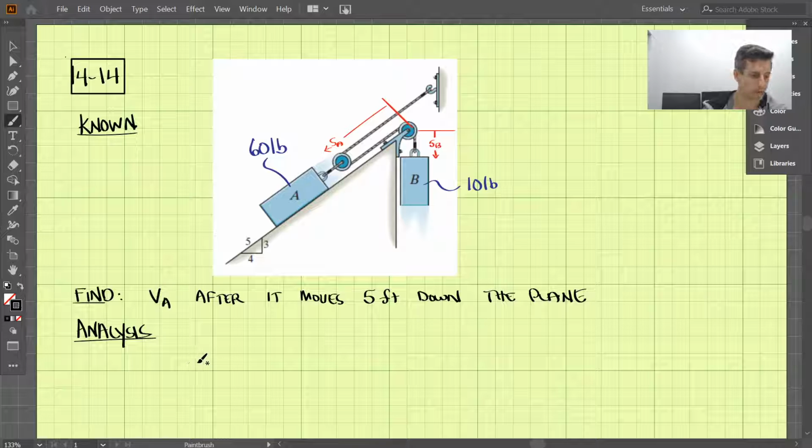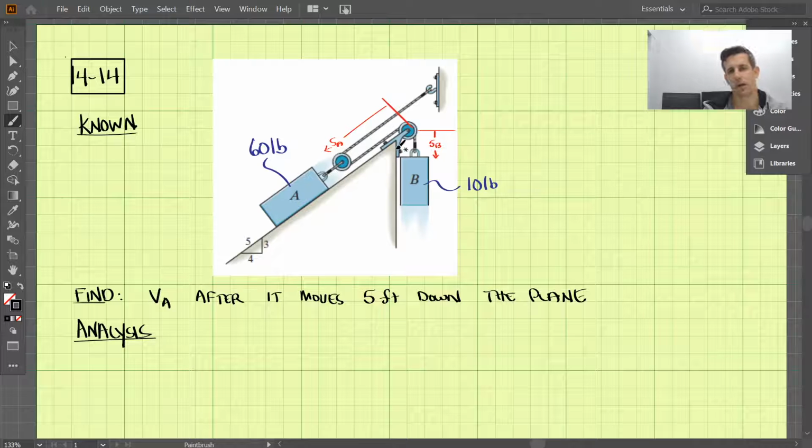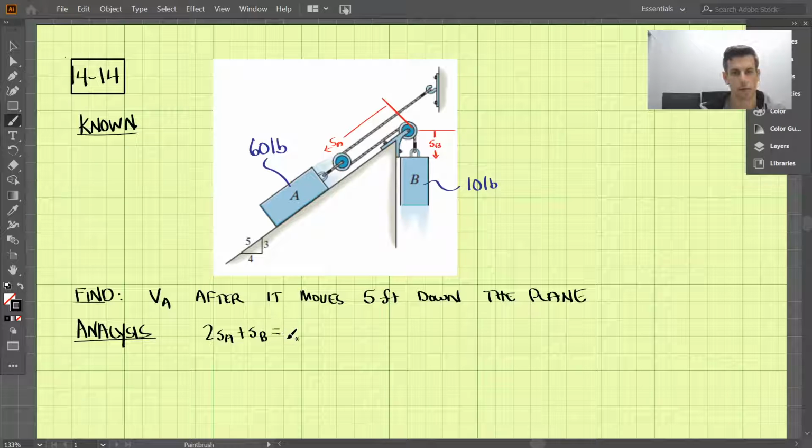All right. So really we need to talk about how these move in relation to each other so we can figure out the work for each. So if we use this pulley here as our datum, we can add up the total length of this cable. And the total length of that cable would be 2SA, that's this length and this length, plus SB. So we have 2SA plus SB equals the total length here.